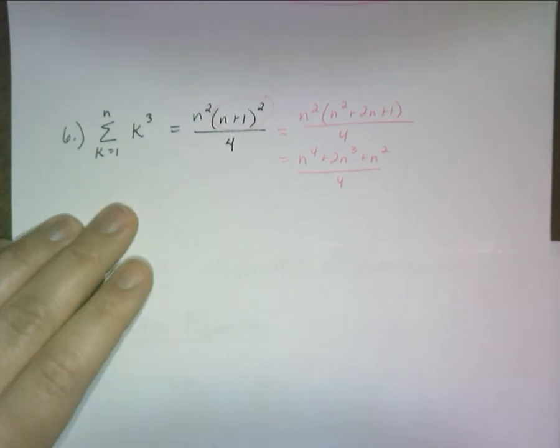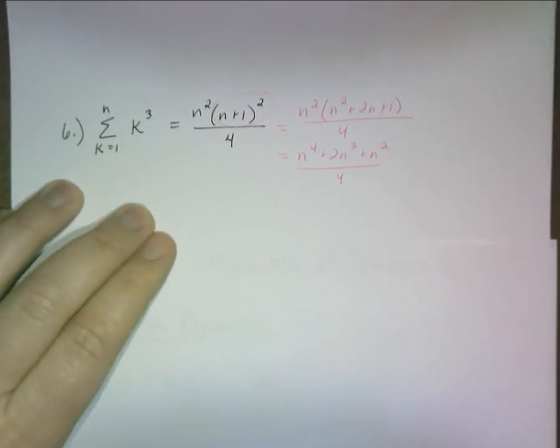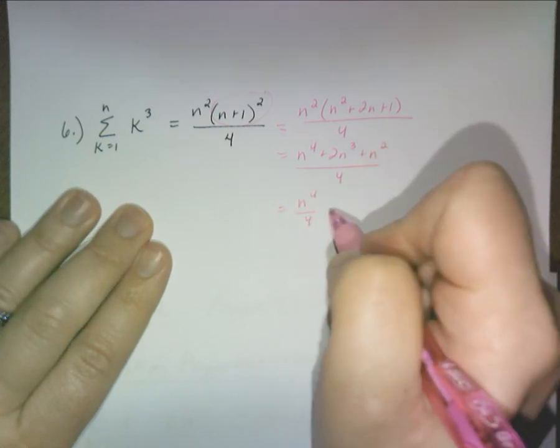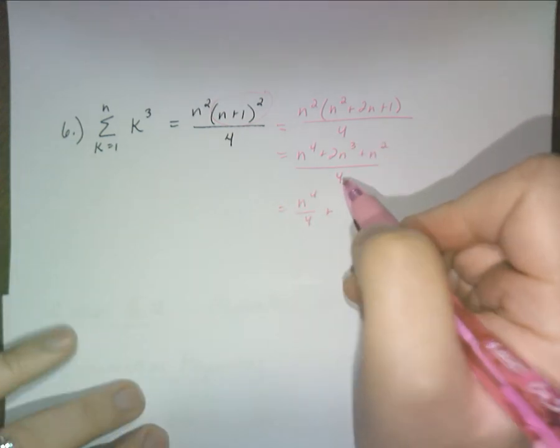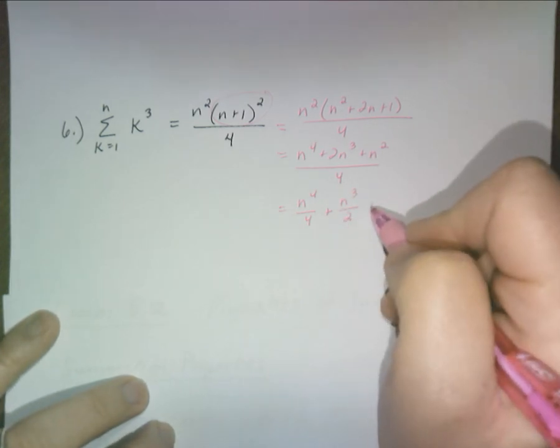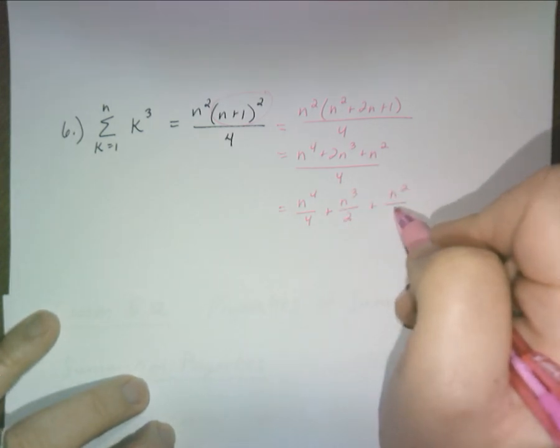And then I'm going to write each one as a separate fraction. So this would be n to the 4th over 4 plus 2n cubed over 4, which reduces to n cubed over 2, plus n squared over 4.